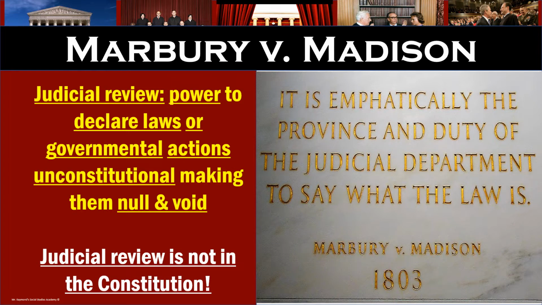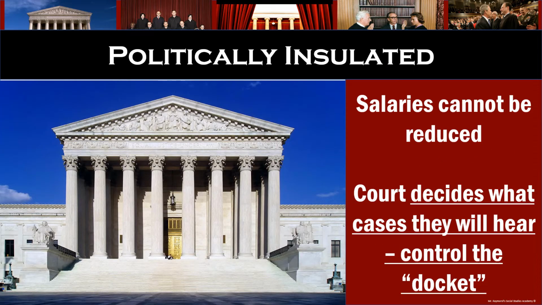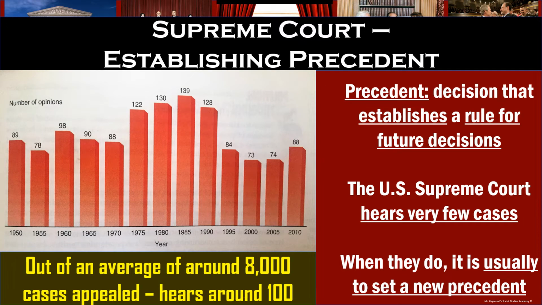Now, details of the case are not that important for your exam, and you might have already covered it in APUSH and hopefully in this class, but it's important to remember that this case and judicial review provides the court's major check on the other two branches. So quickly, some other ways that the court can be immune from political pressure is their ability to control what cases they will hear. While an average of about 8,000 cases a year are appealed to the U.S. Supreme Court, they choose to hear only about an average of 100 to rule on.